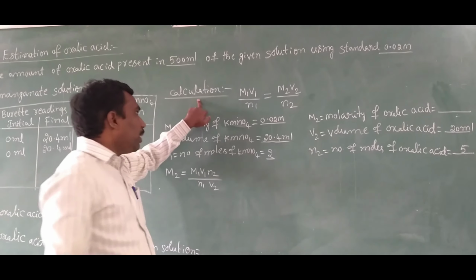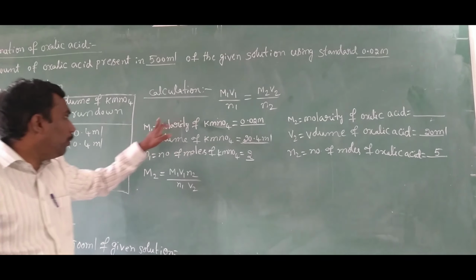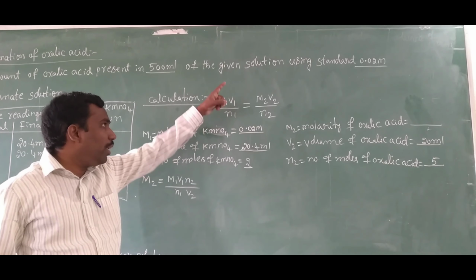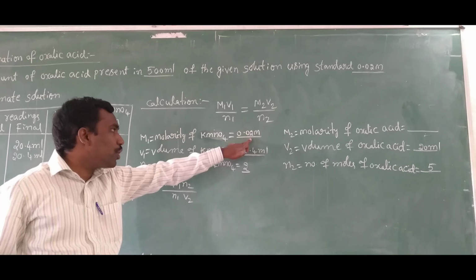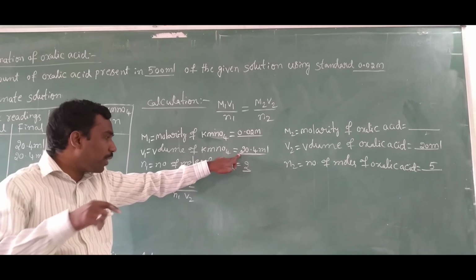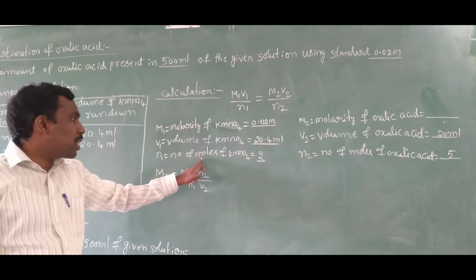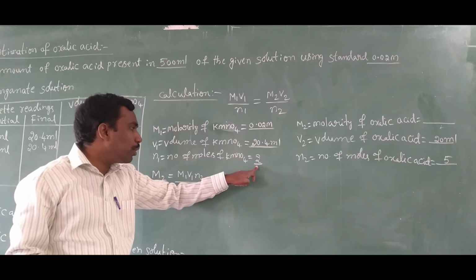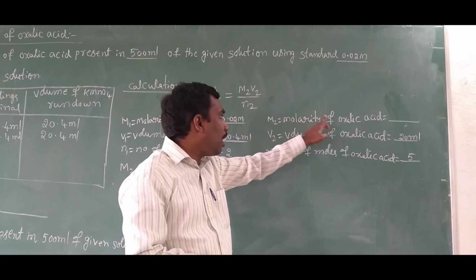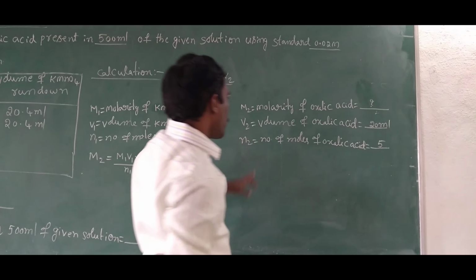For calculation, the formula is M1V1 by N1 equals M2V2 by N2, where M1 means molarity of potassium permanganate. It is already given in the question as 0.02 M. V1 is the volume of potassium permanganate, obtained after the titration as 20.4 ml. N1, the number of moles of potassium permanganate, is equal to 2. It is obtained from the equation. Now we have to find the molarity of oxalic acid, the M2 value, so it is put as a question mark.